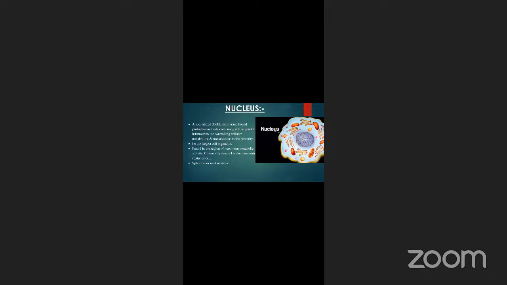It's the largest cell organelle, and it is found in the region of maximum metabolic activity. Okay, and it is spherical or oval in shape. It consists of a nuclear envelope. The nuclear envelope separates the nucleus from the cytoplasm. This nuclear envelope is present only in the eukaryotes but absent in the prokaryotes.